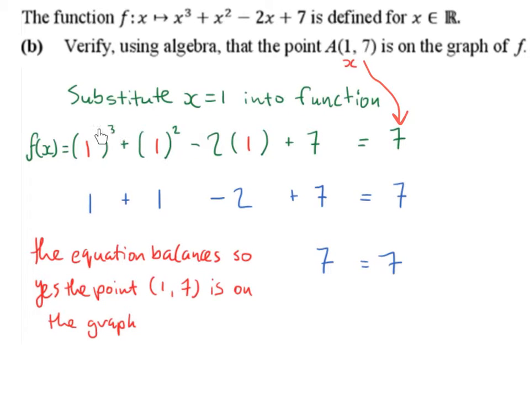So we have 1 cubed, which gives us 1. 1 squared gives us 1. Minus 2 times 1 gives us minus 2. And 7 stays as it is. 1 plus 1 minus 2 plus 7 gives us 7. And 7 is equal to 7. So the equation balances, which means we have the same number on the left of the equal sign as on the right. So yes, the point 1, 7 is on the graph.